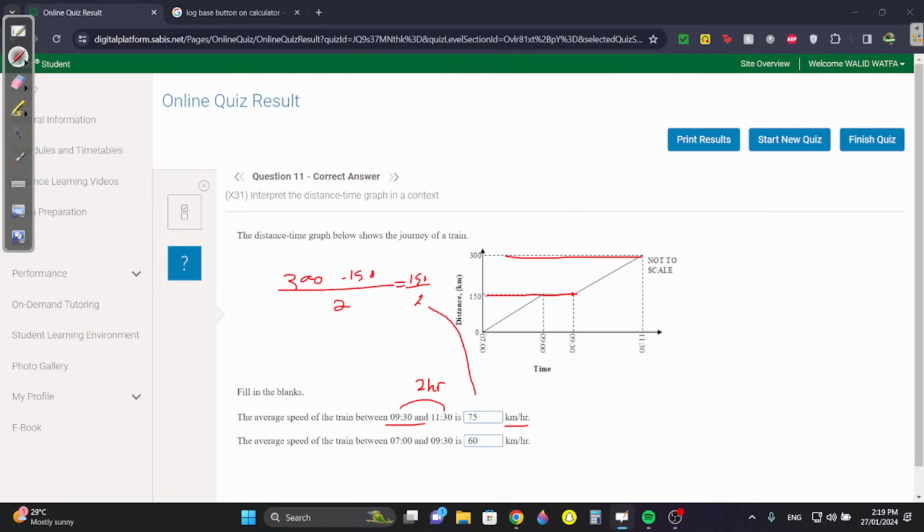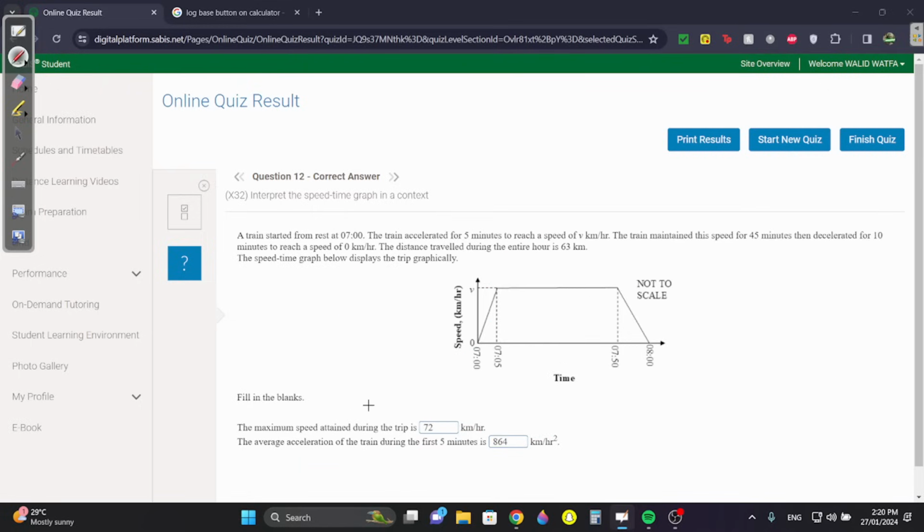2, which is 75. And the speed between 7 and 9:30, there's 2 hours, 30 minutes, right? Which is 2.5 hours because 30 minutes is half an hour. What's the distance between 0 and 150? It's going to be 150 minus 0 over 2.5. You get 60. Okay.